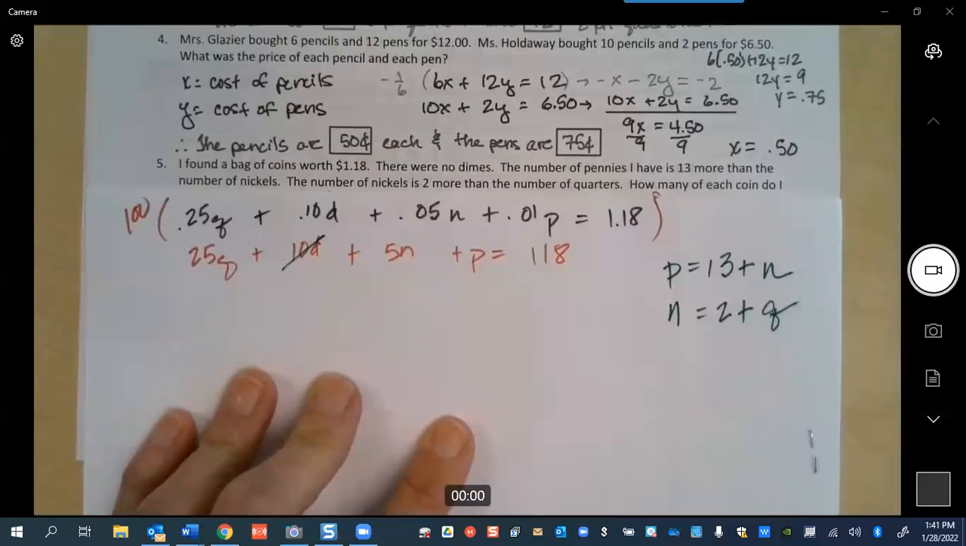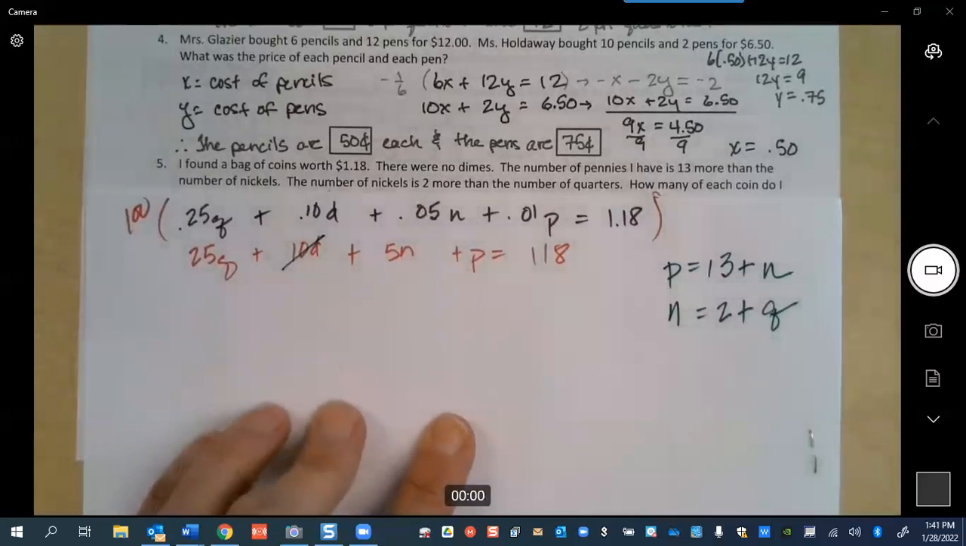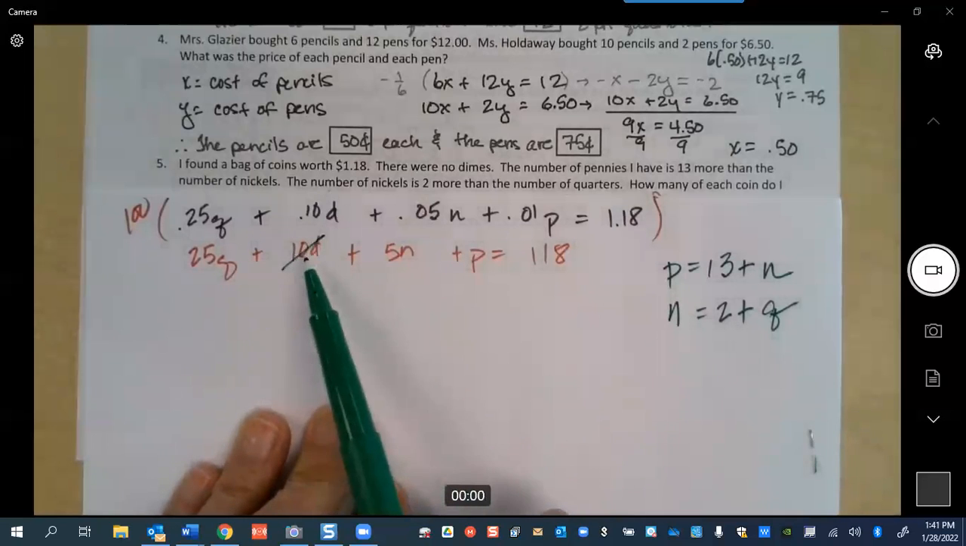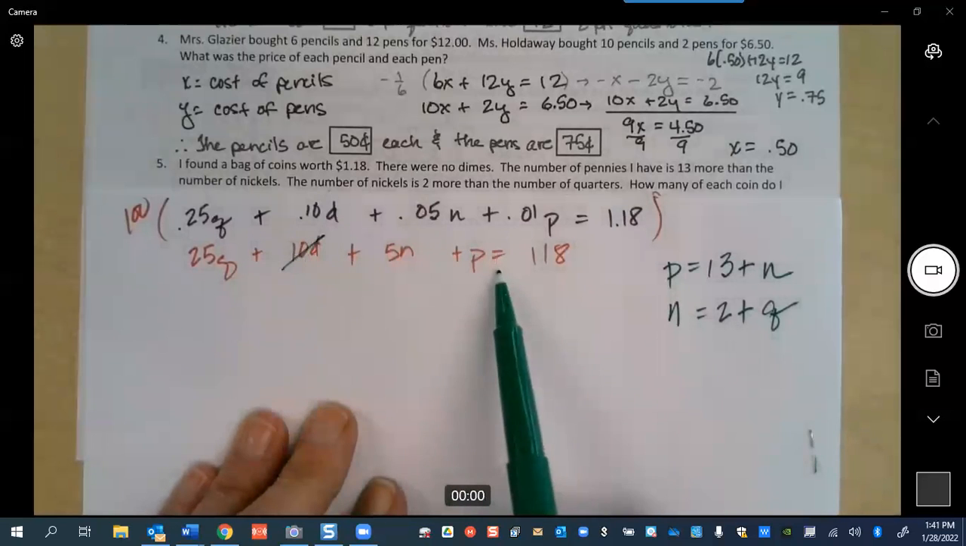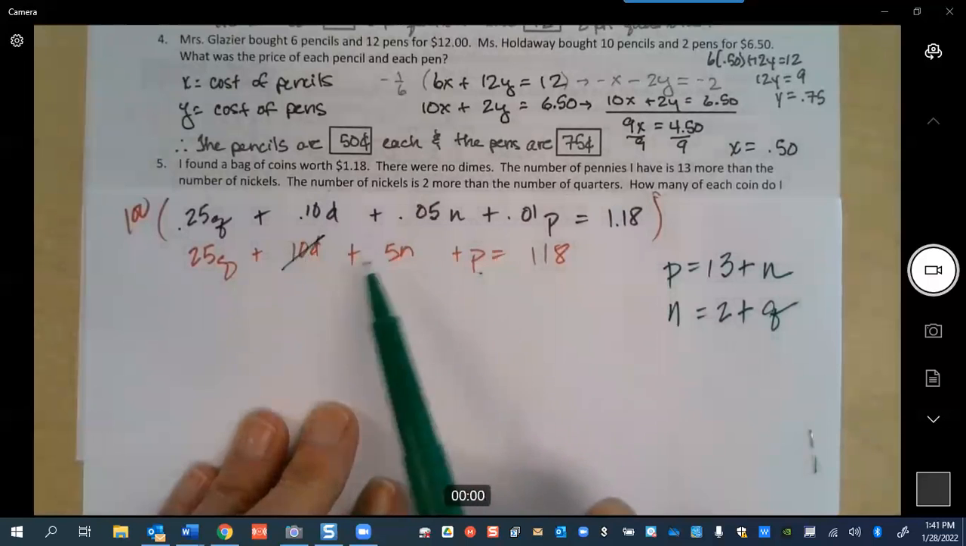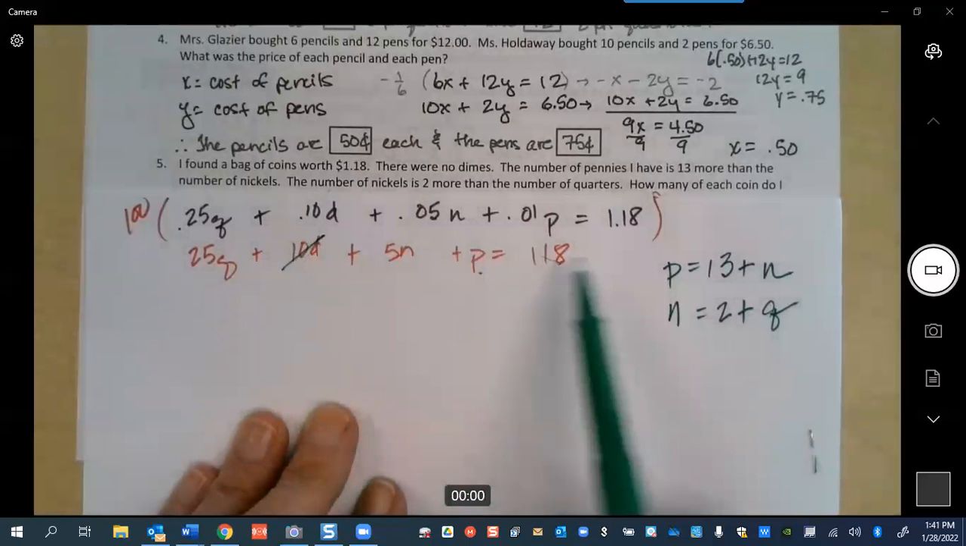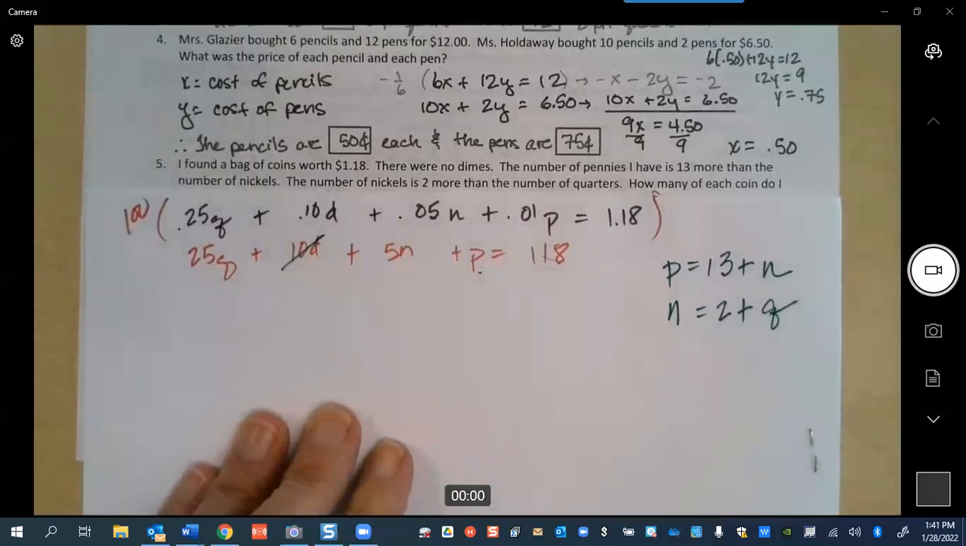So remember I said, you need a piece of information for every unknown variable. So if I have no dimes, I have 1, 2, 3 variables. So I have this and this and this. I've got 3 pieces of information, 3 variables. I'm good to go. I can find an answer for this one. If I do substitution, I have to make sure that I can communicate everything in terms of one variable.